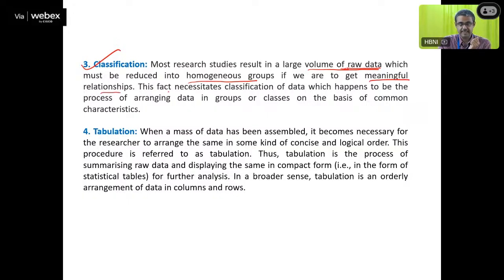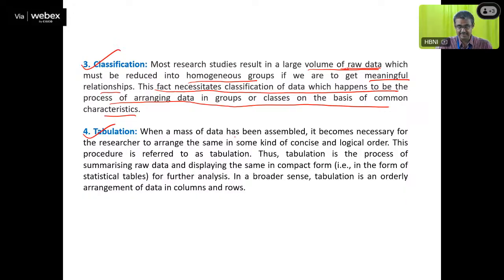This fact necessitates classification of data, which is the process of arranging data in groups or classes on the basis of common characteristics. The previous one, coding, was based on a single concept. Here, whatever common characteristics are there, you classify and try to form relationships. Then for sociological research, for questionnaires and schedules, you have to do tabulation. In scientific research, we also do tabulation as well as generate graphs, which can be termed as part of tabulation.